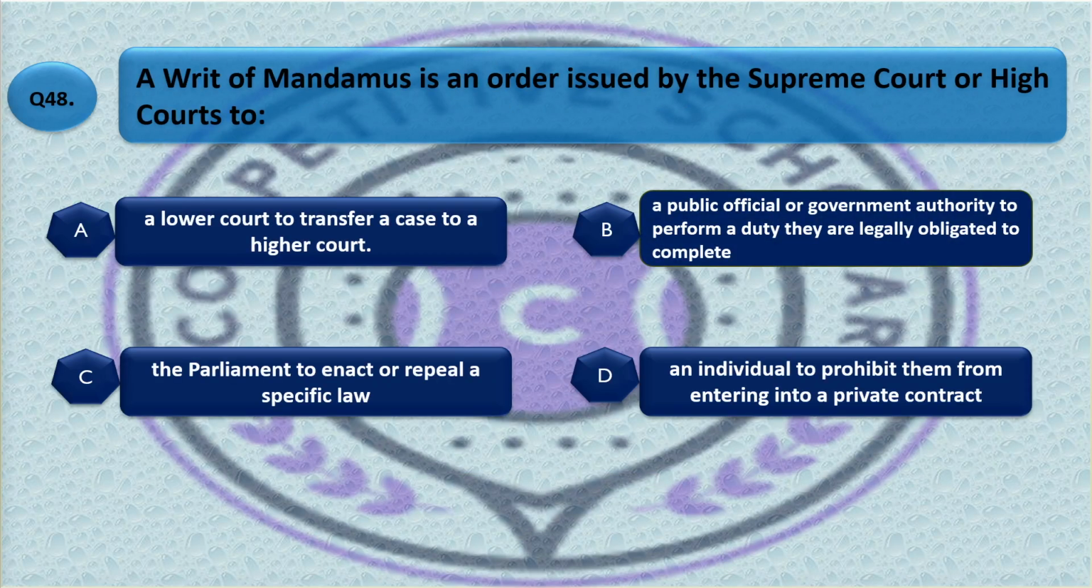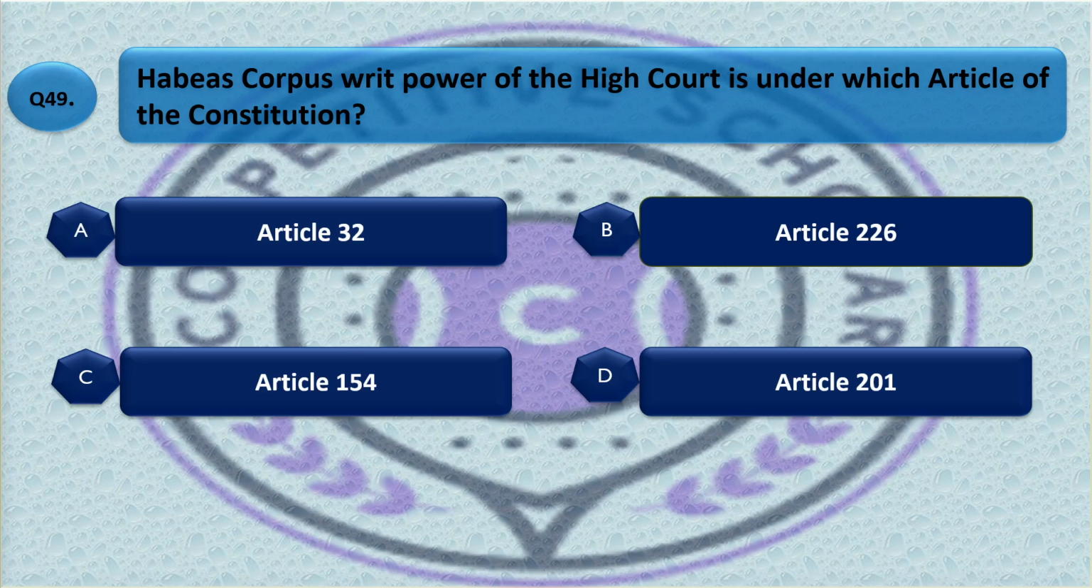Question number 48. A writ of mandamus is an order issued by the Supreme Court or High Court to Option A, a lower court to transfer a case to a higher court. Option B, a public official or government authority to perform a duty they are legally obligated to complete. Option C, the parliament to enact or repeal a specific law. Option D, an individual to prohibit them from entering into a private contract. Answer is option B.